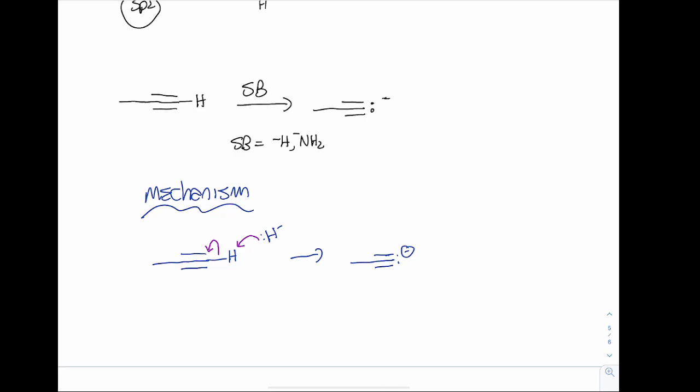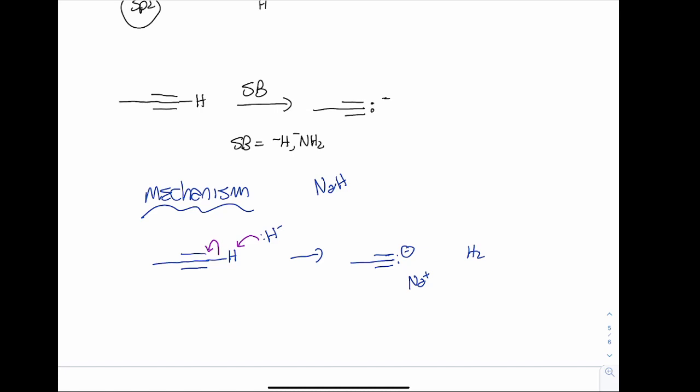Negative charge on there. Other products, I do have H2, right? Hydrogen grabbed a hydrogen, so I have H2. And then I probably had sodium hydride, could be a different cation, but then I would have sodium floating around, probably hanging out next to acetylide because they have opposite charges. So just a straight deprotonation step.